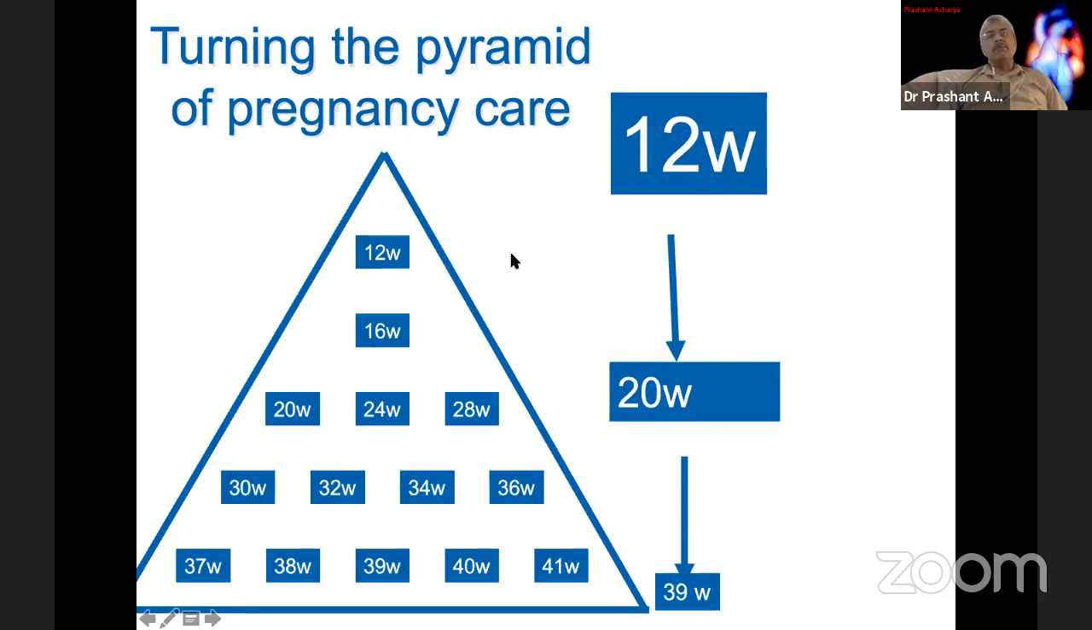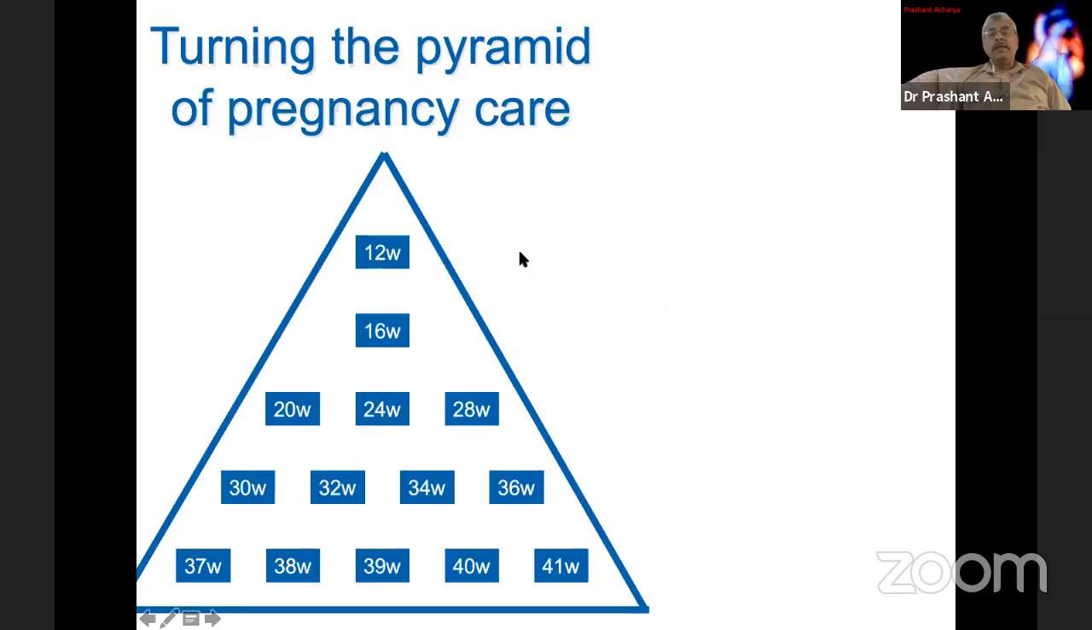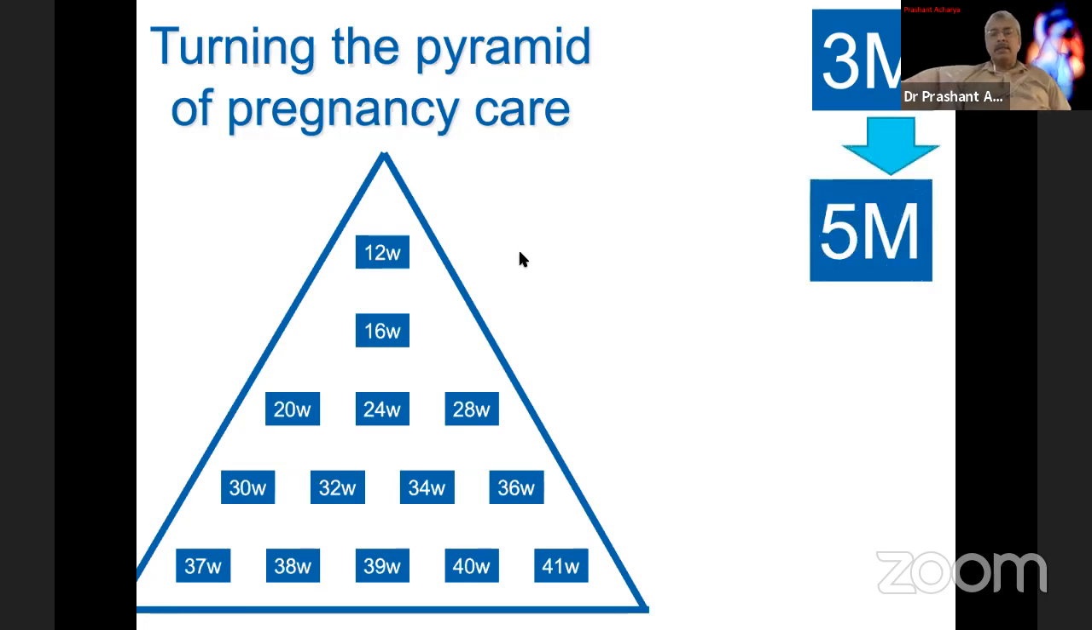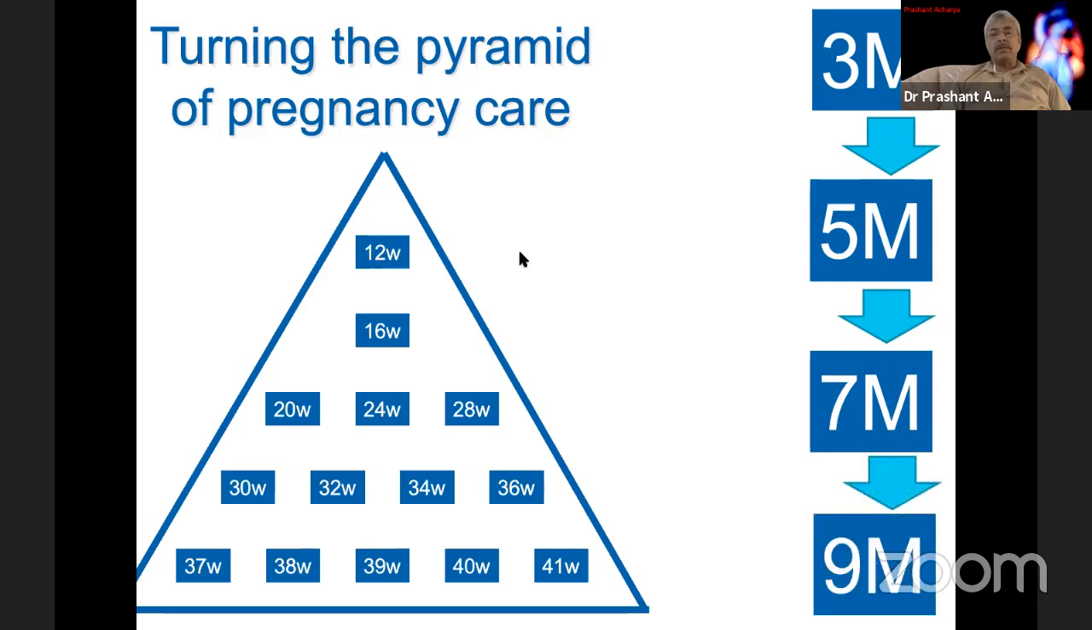This is what Kipros has suggested: one visit at 12 weeks, one visit at 22 weeks, and one visit at 39 weeks, where specialist care has to be given. But what we feel is that in India, the system still has to be one visit at 3 months, the next visit at 5 months, then the next visit at 7 months, and one last visit at the 9th month.